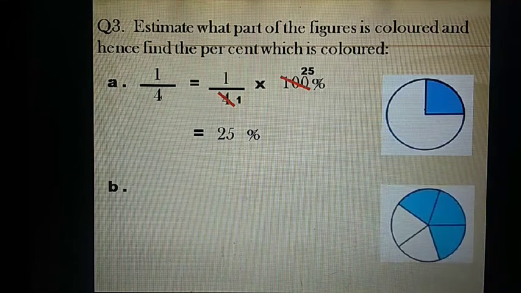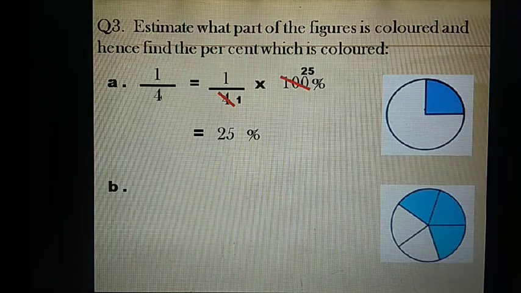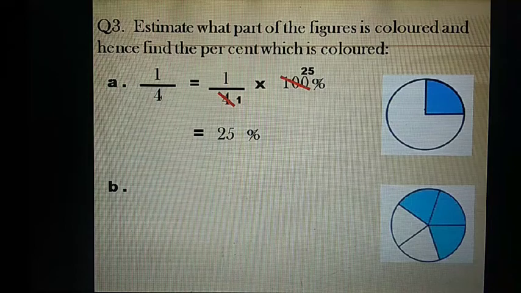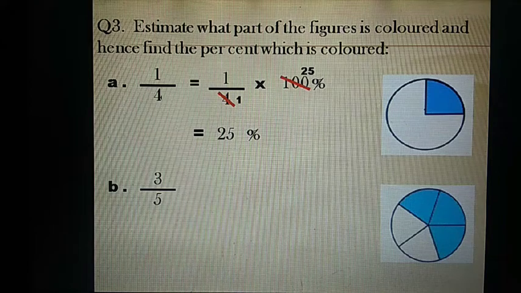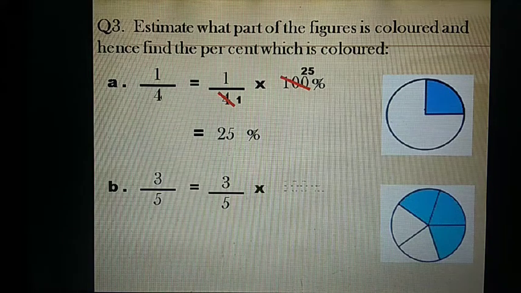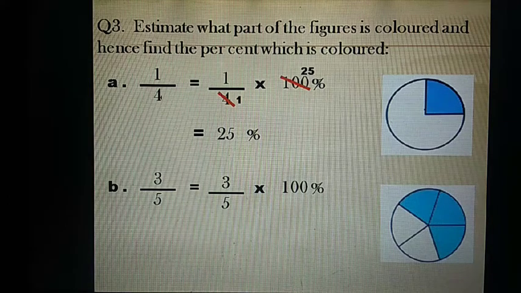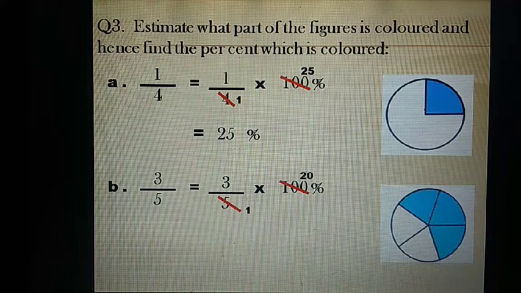Next figure, there are 5 equal parts. Out of these 5 equal parts, only 3 are shaded or colored. So we can write the answer as 3 upon 5. Converting this fraction into percentage means multiplying the given fraction by 100%. Here the common factor is 5. 5 ones are 5, 5 twenties are 100. And the answer will be 60%.